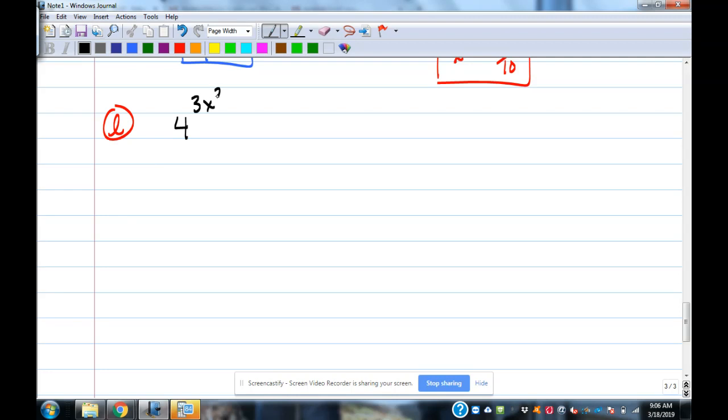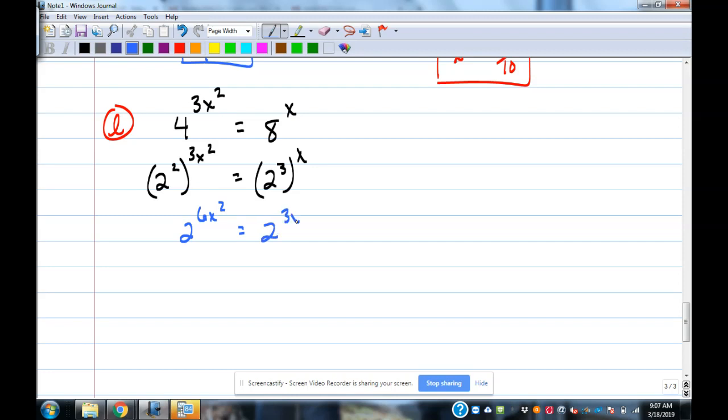4 to the 3x squared is equal to 8 to the x. A little bit more complicated equations to work with here. We've already dealt with 4 and 8 being on each side, so we know to change them to what? 2's. 2 squared and 2 to the third. So that's 2 squared to the 3x squared, 2 cubed to the x. That's going to give us 2 to the 6x squared is equal to 2 to the 3x. So our equation then is 6x squared is equal to 3x.